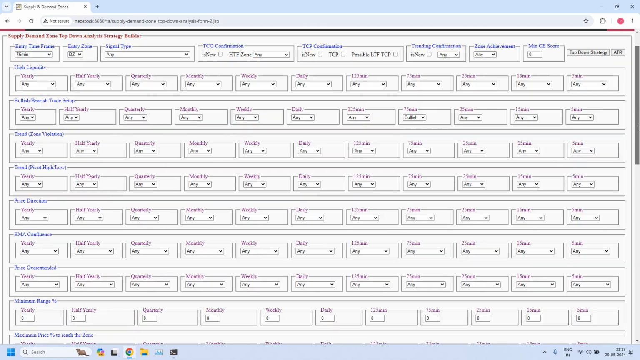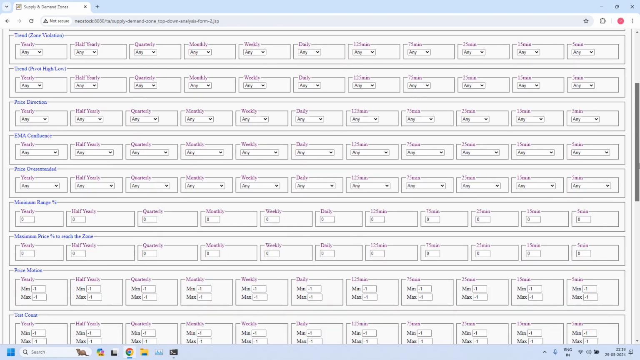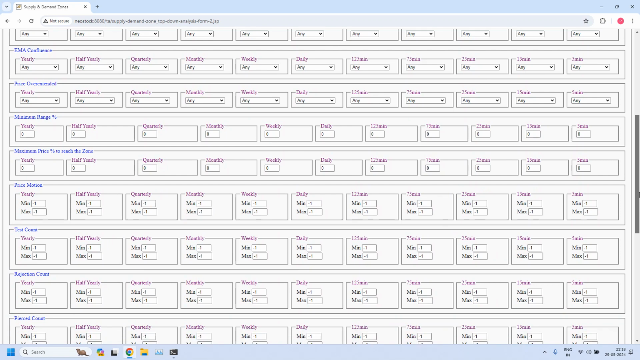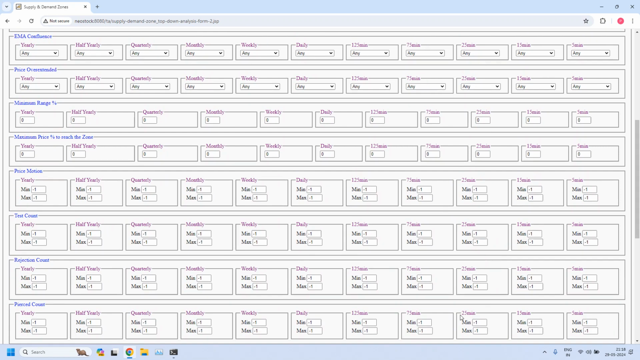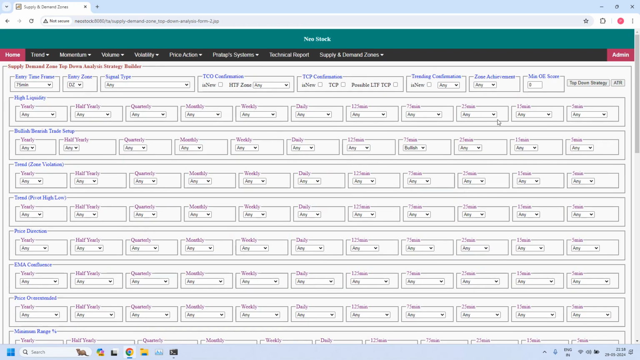Apart from that, the 3 filters also we need to set. First one, zone should not be pierced. For that, pierced count should be set to 0. But entry zone is now 75 minutes. So minimum value I am setting to 0. Maximum value 0 indicates the zone is not pierced. Pierced count 0 means zone is not pierced.